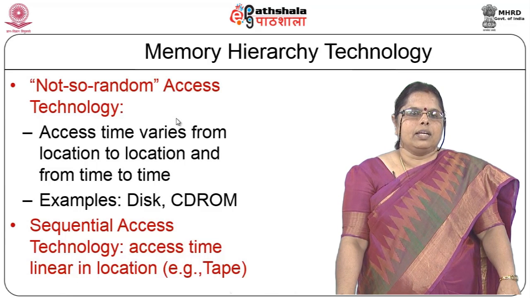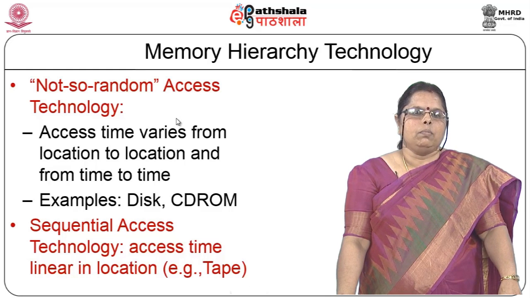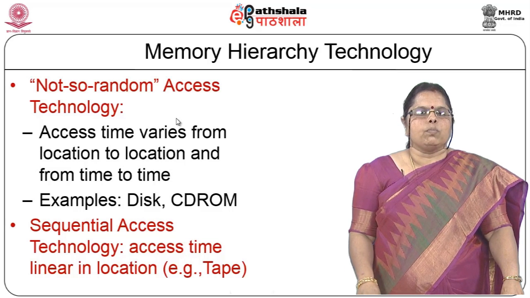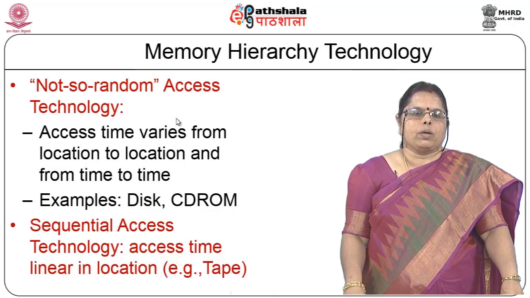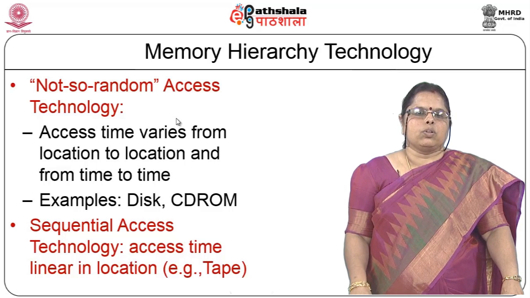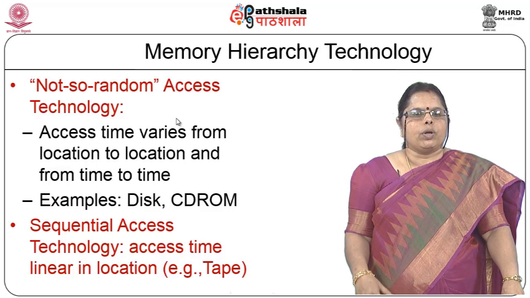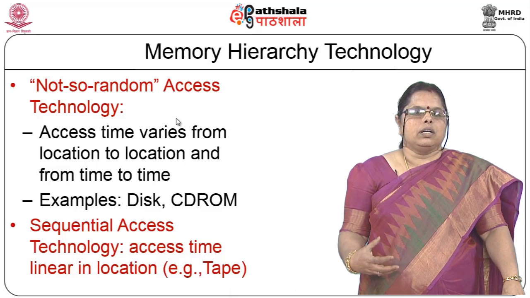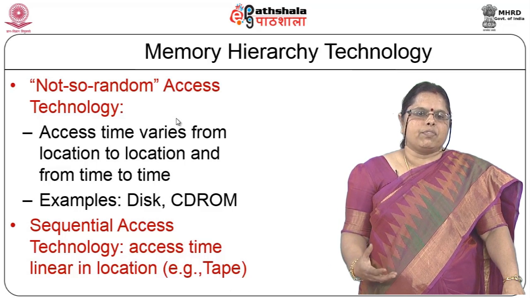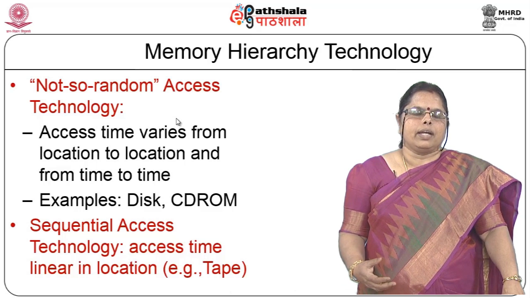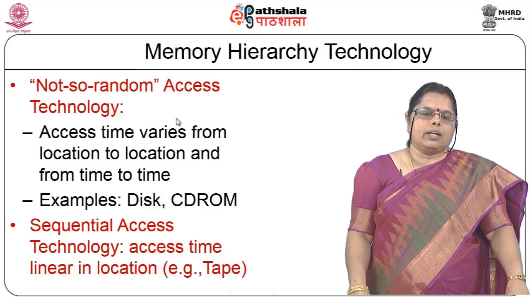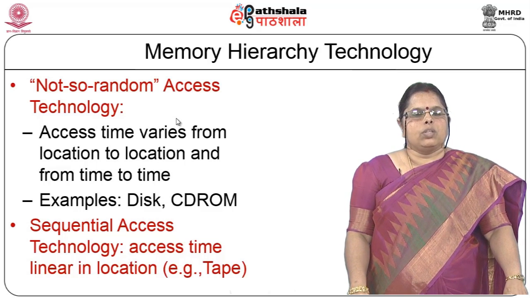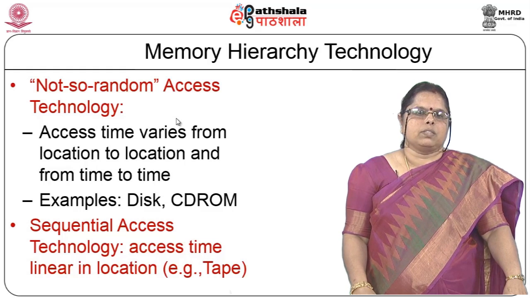So, the second category is not so random access technology, in which case the access time varies from location to location and from time to time. Examples are your disk access or your CD-ROM access, because you will have to rotate the disk, and the sector that you have to read from has to be brought under the read write head, and then you will have to read the data or write into the disk. So, the access time varies from location to location. So, that is not so random access memory.